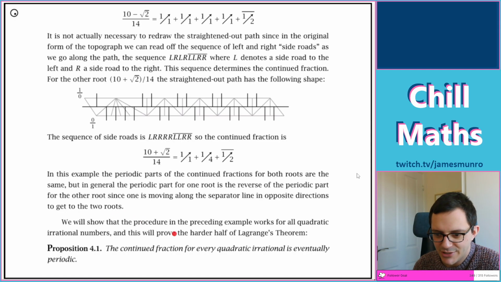We will show that the procedure in the proceeding as a whole works for all quadratic irrational numbers, and this will prove the harder half of Lagrange's theorem. The continued fraction for every quadratic irrational is eventually periodic. The other half is just algebra, which is the converse.